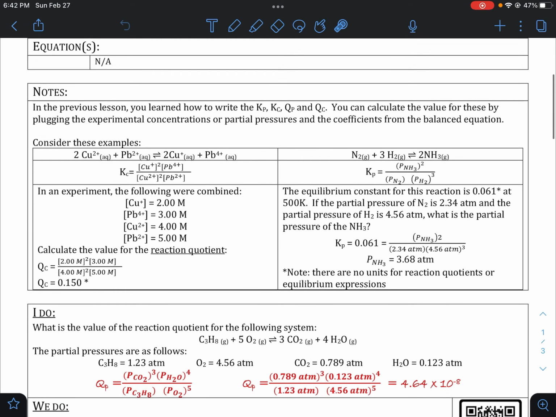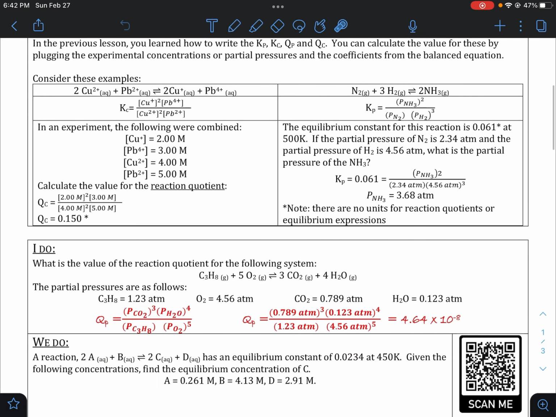All right, first one here. Look at our chemical equation. Is it balanced? Yes. Then we're given these partial pressures, and we're asked to calculate the reaction quotient. What that's telling us is a couple things. One, we're not at equilibrium. Two, these are the specific values. And three, we're going to be dealing with the QP.